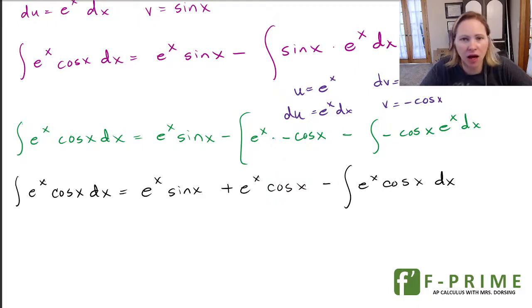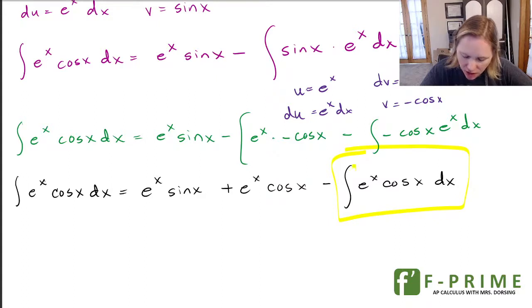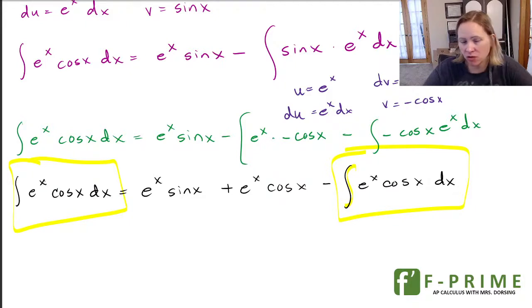And I realize that this is just going to keep on going. But one thing I do notice after having done this two times through is this. I notice that I have an integral of e to the x cosine x here on the right-hand side, as well as the left-hand side. And me writing what it was equal to was no coincidence here. I knew this was going to happen. I knew we were headed in this direction.